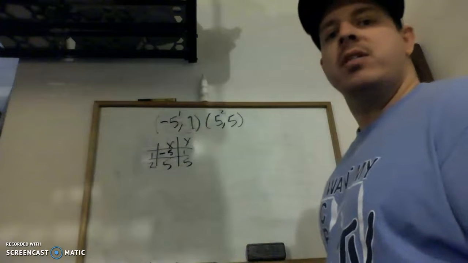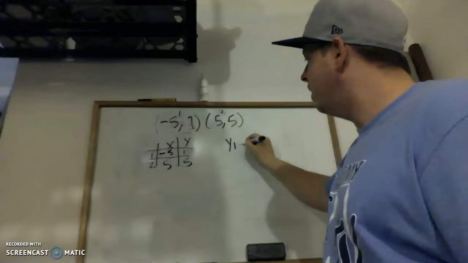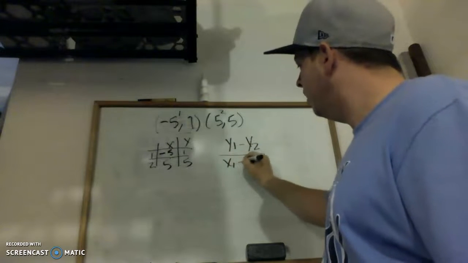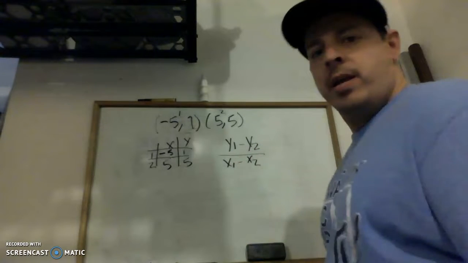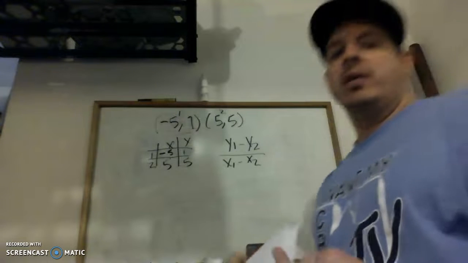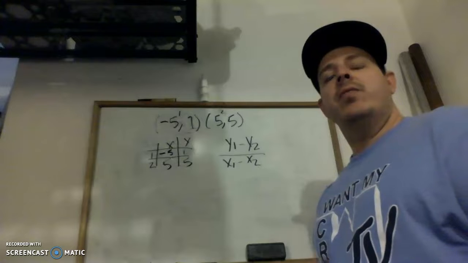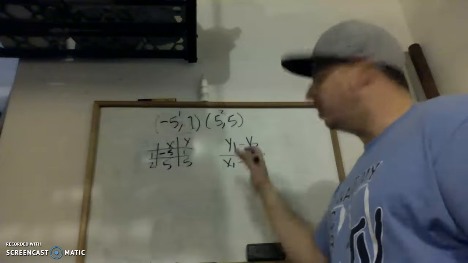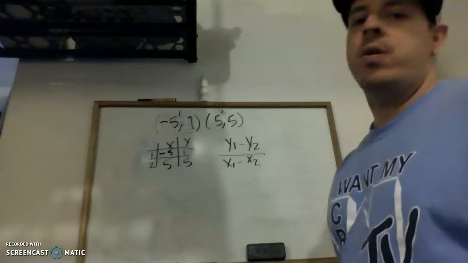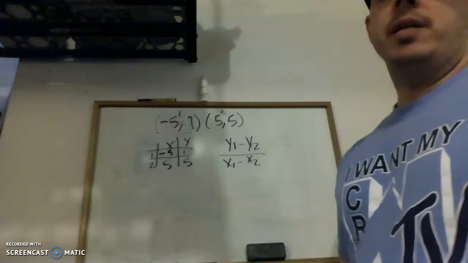Now I'm going to plug it into my slope equation: y1 minus y2 over x1 minus x2. I've told you guys before that you may see this on the internet as y2 minus y1 over x2 minus x1, but this is just the easiest way to do it without messing up your organization and your tic-tac-toe. You'll get the same answer, I promise. It does not mess anything up.